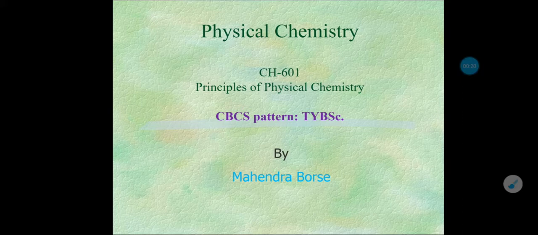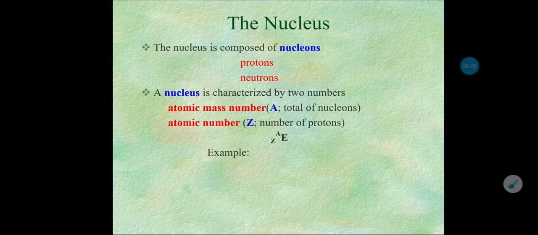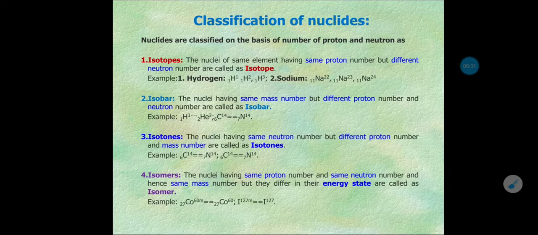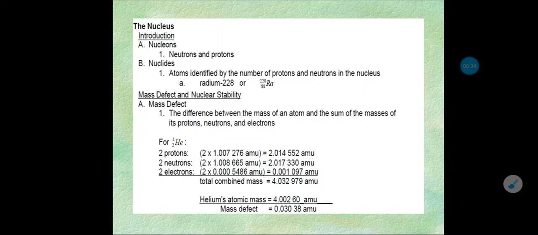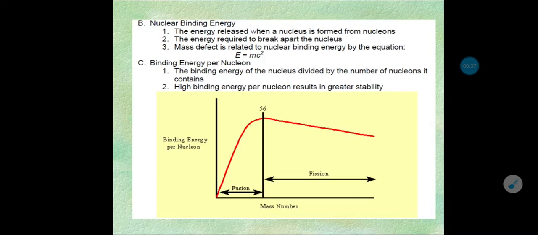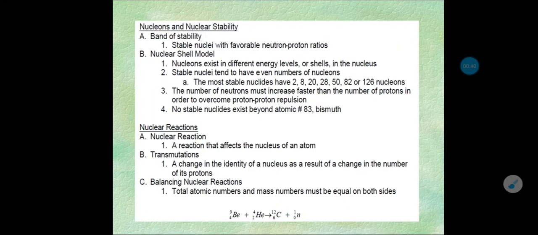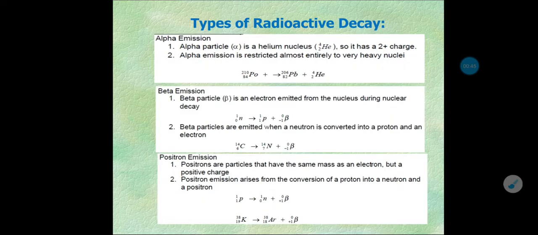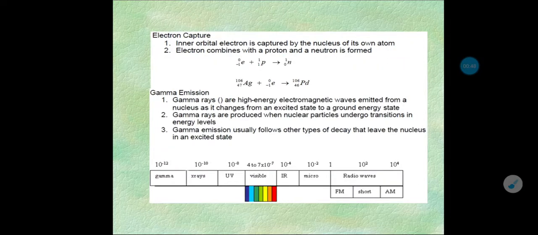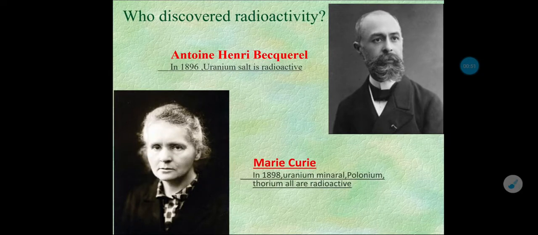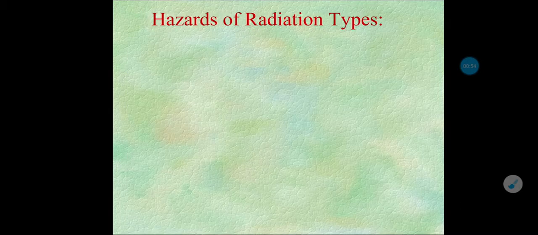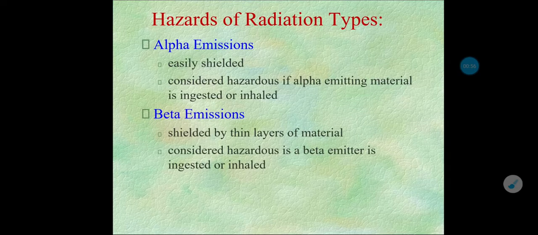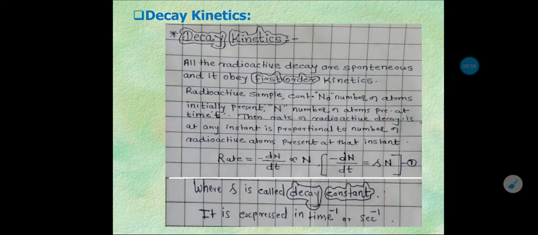In the previous lecture, we already discussed the introductory part of nuclear chemistry: classification, subatomic particles, nuclear stability, radioactivity, types of radioactive decay, discovery of radioactivity, and general characteristics of radioactive samples or substances.